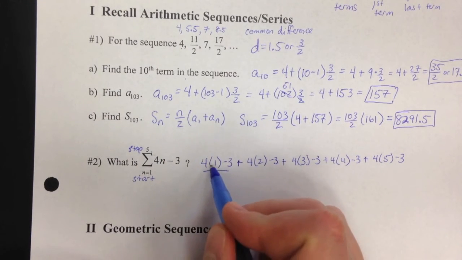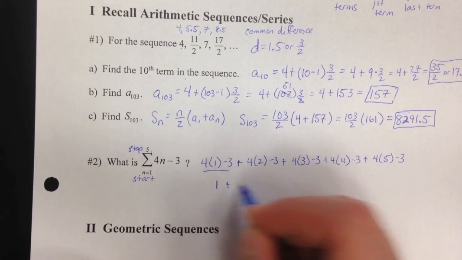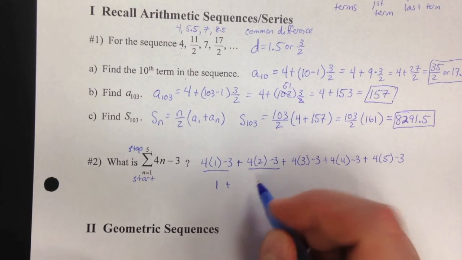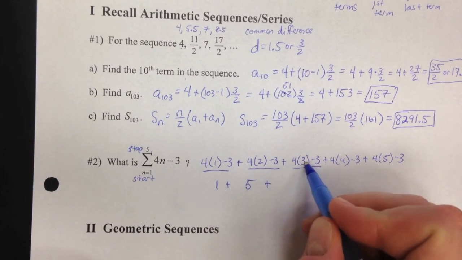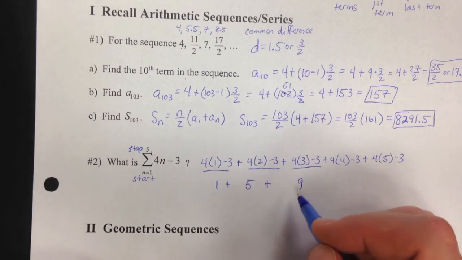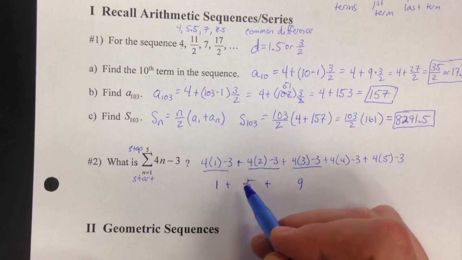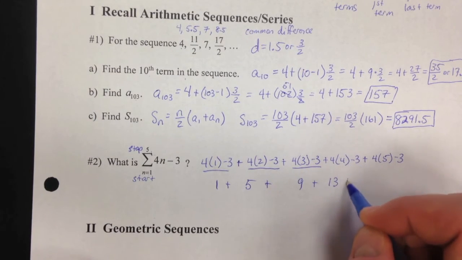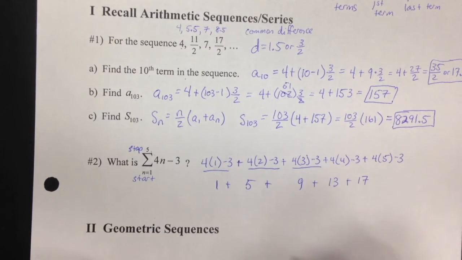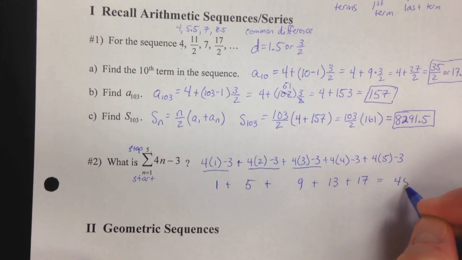The first term, that would be 4 minus 3, which is 1. And then 4 times 2 is 8 minus 3. The second term is 5. The third term would be 12 minus 3, which is 9. You start to see a pattern here. Notice that we're increasing by 4 every time. And what happens? The next term is 13. The last term is 17. And if we add all those up, we get 45.